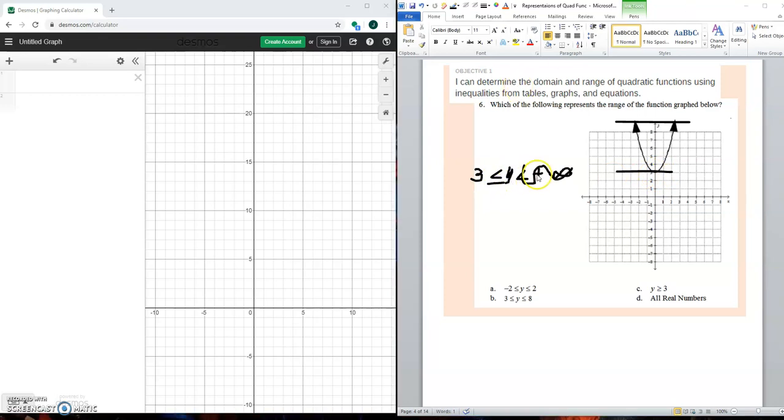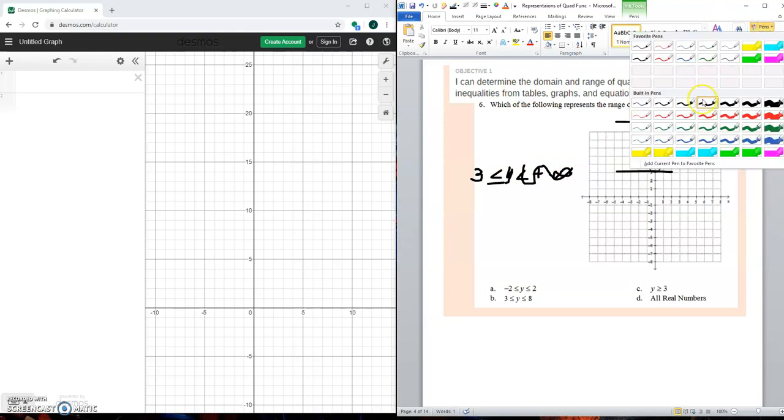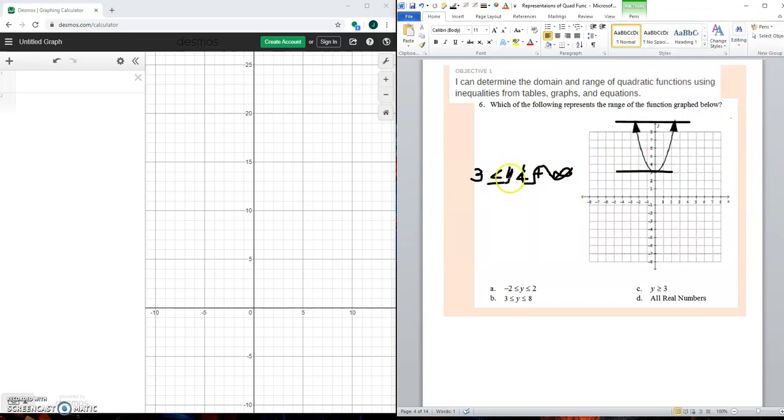Once you're done setting this up, just eliminate this part that has the infinity side on it. And then you will have to rewrite your inequality to where y is here in the front, and the opening will follow the y. So that is read as y is greater than or equal to 3, which is going to be letter C.